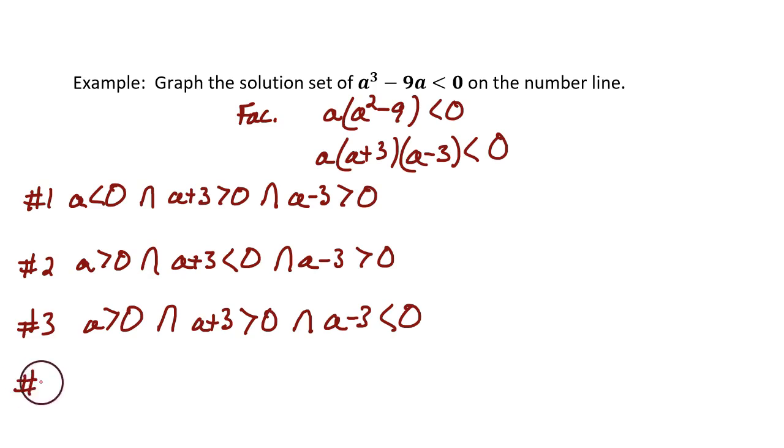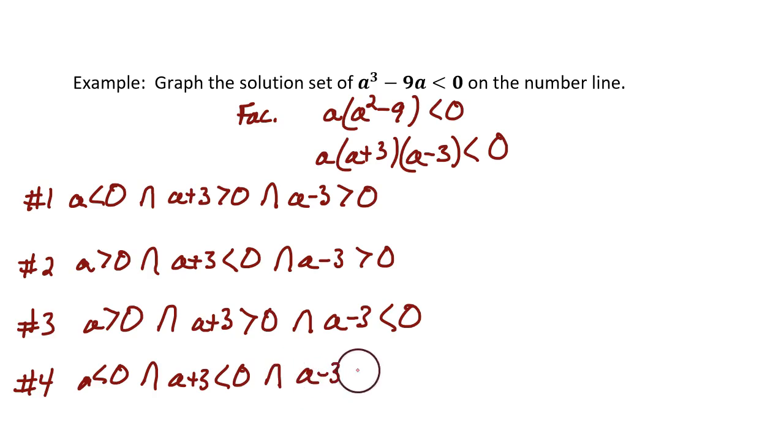And finally, situation number four. Maybe all three factors are negative. If you had a negative number times a negative number times a negative number, the answer would be less than 0. So a is less than 0, and a plus 3 is less than 0, and a minus 3 is less than 0. Let's solve every one of these inequalities that we've written.